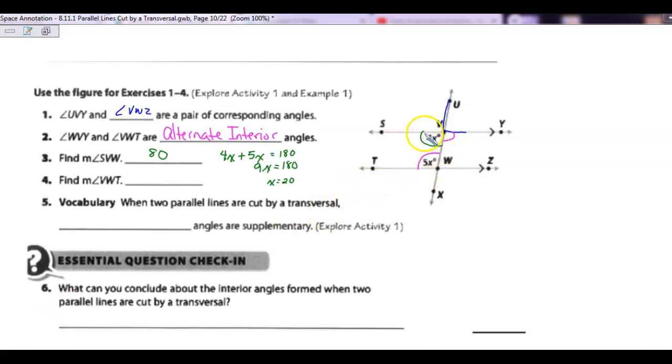Okay, so I looked for SVW, which is this angle here at 4x. I noticed that it is on the same side as TWV, and so I know that these two are supplementary. Same side interior angles add up to 180, so 5x plus 4x equals 180. Simplified, solve for x, that's 20. 4 times 20 is 80, so it's 80 degrees. Using the same information of x for the angle VWT, the measure of that is 100.